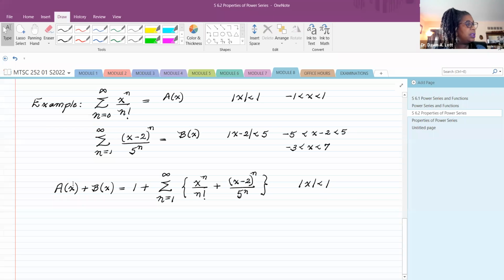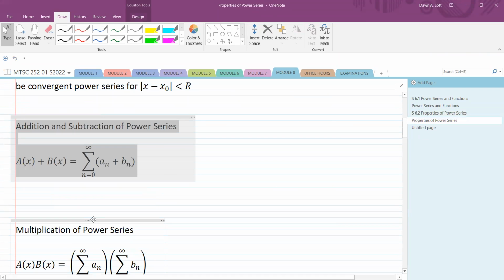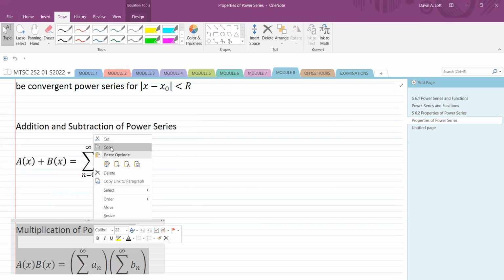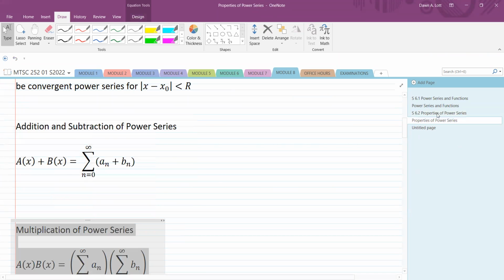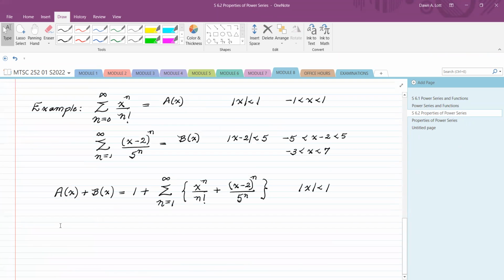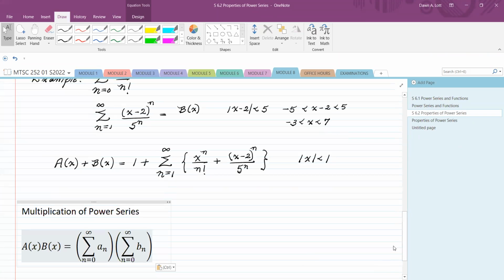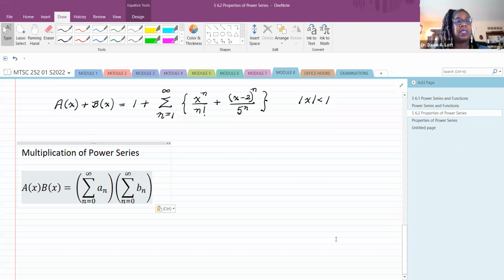What's more difficult is multiplication of power series. That is not fun because it's term by term. Okay, so now we have two power series that look like that.